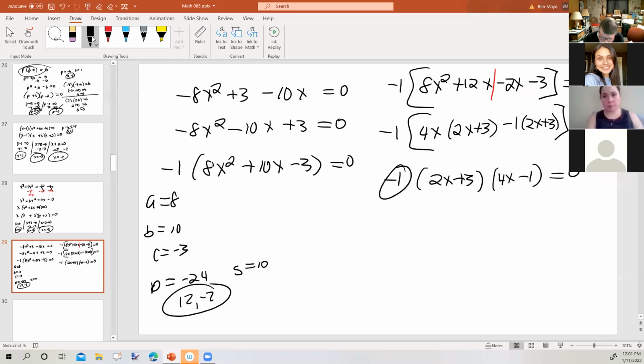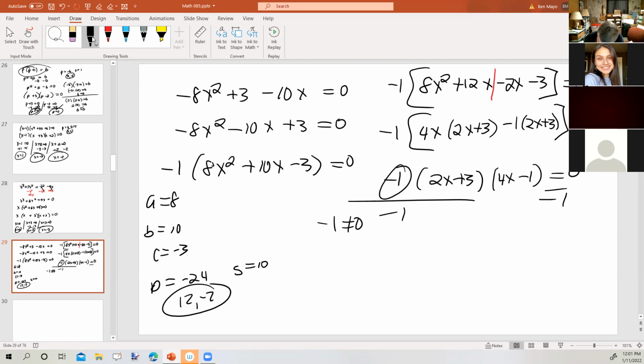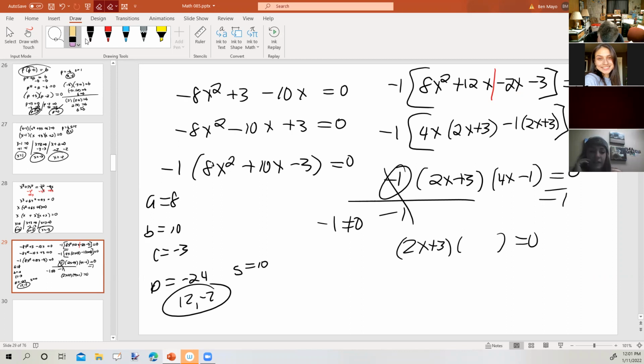Well, negative 1 does not equal 0. And negative 1 is not a factor with a variable in it. So what do we do with that negative 1? Well, in this context, we can ignore it. Why can we ignore it? Because if we wanted to, we could come in and divide both sides by negative 1. And basically, we wouldn't even have to deal with it at all. Dividing both sides by negative 1, we'd still have these two factors equal 0.